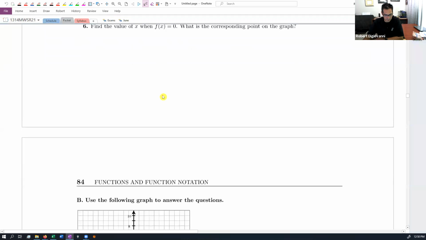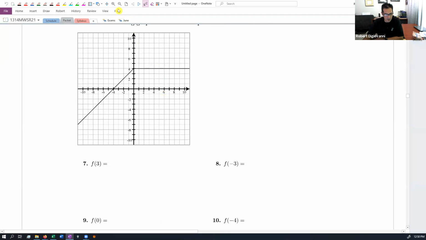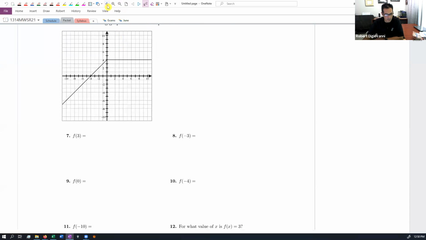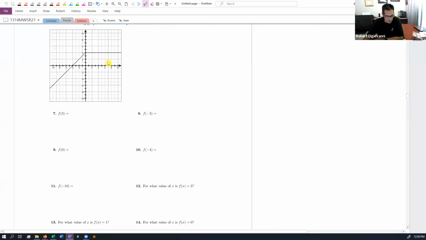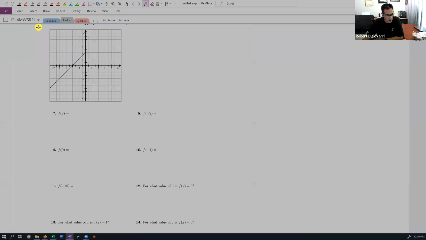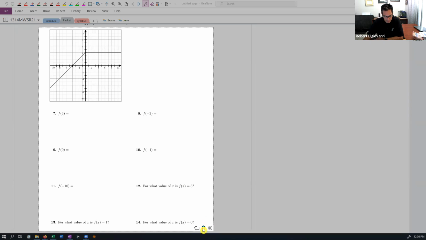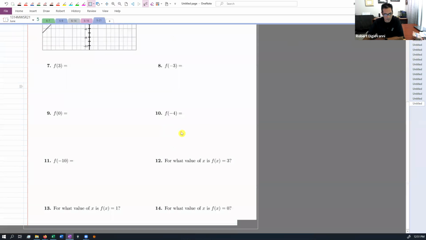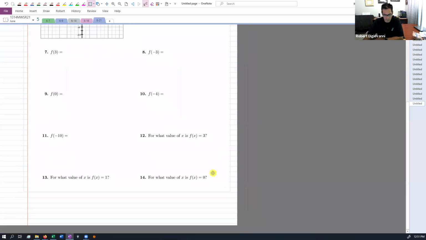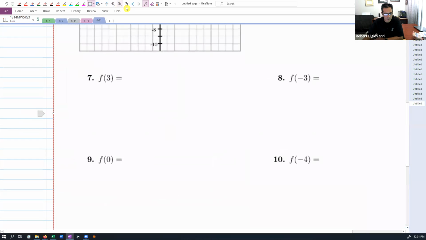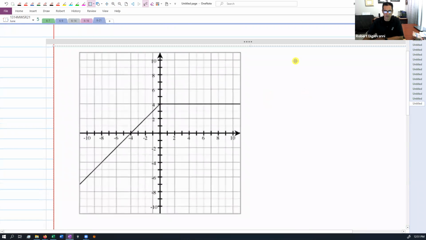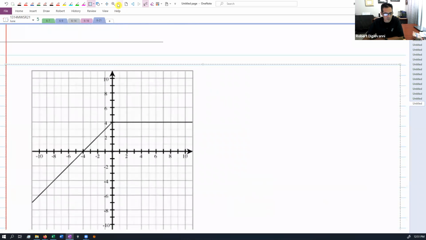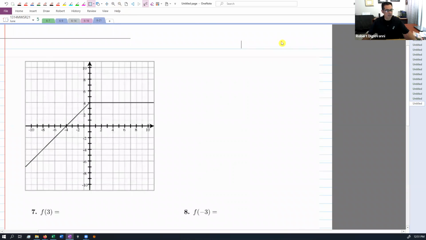Right, so here's what I want us to do. I'm gonna zoom out on this a little bit. This is our last little topic, and we'll be done for the day. All right, so in this problem, what we're given, this is a completely different problem than what we've done before. Here, what we're given is the graph of a function.